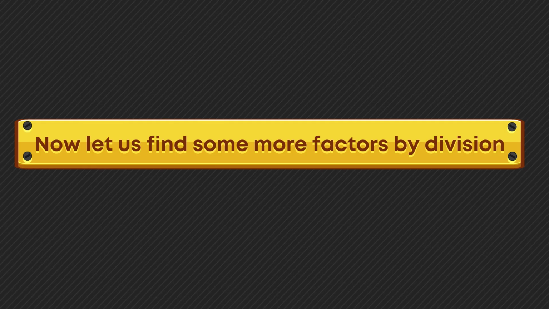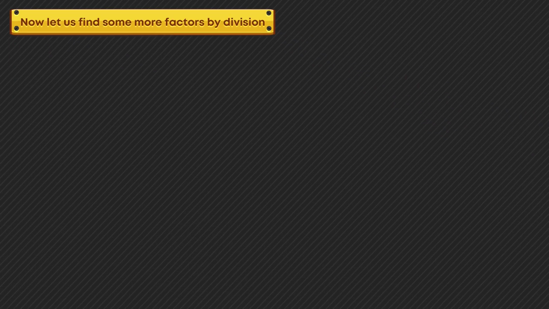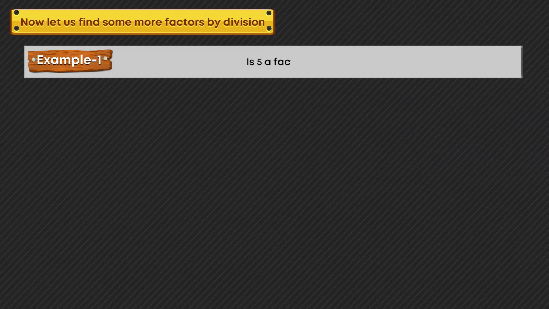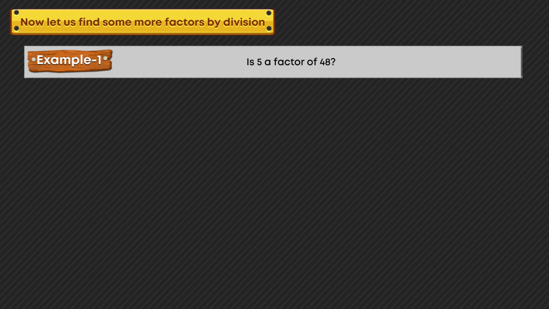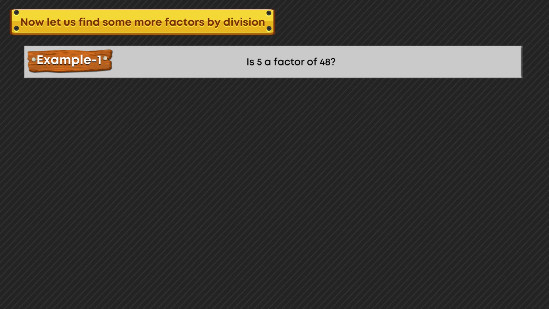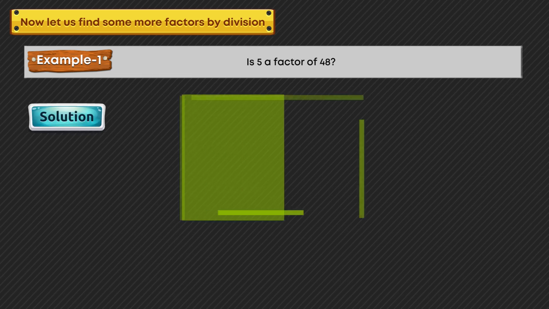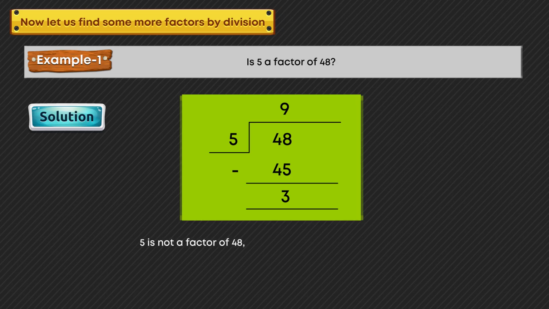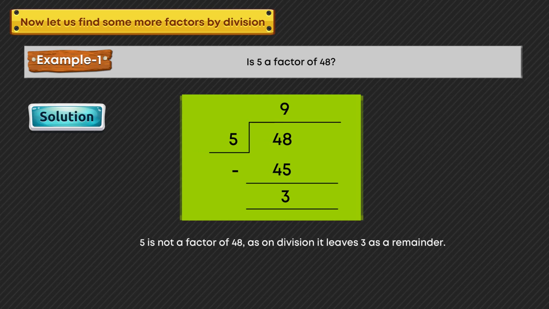Now let us find some more factors by division. Example 1. Is 5 a factor of 48? Solution. Here is the sum. 5 is not a factor of 48, as on division it leaves 3 as a remainder.